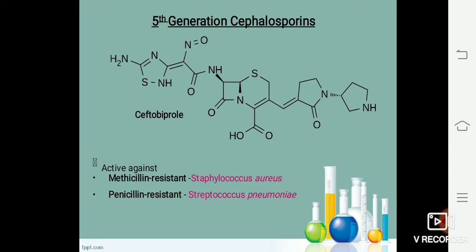This is the fifth generation cephalosporin. Examples are given there: ceftabiprole. The structure is given in the picture. Active against methicillin resistant Staphylococcus aureus and penicillin resistant Streptococcus pneumoniae.